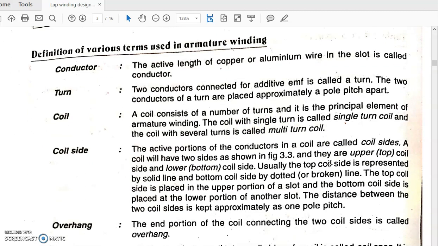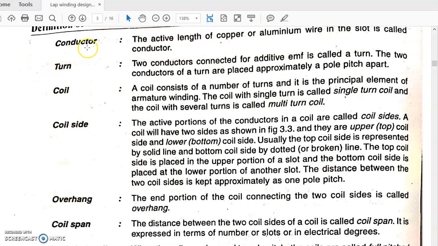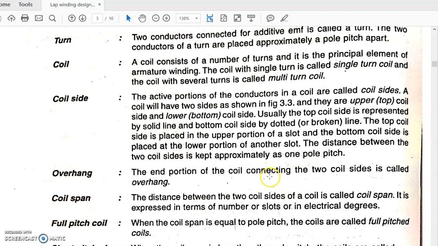Coil side and conductor actually will be the same. Coil side or conductor will be the same. Upper coil side and the lower coil side will be the same. Overhang or end ring is to connect two conductors to make a single turn.